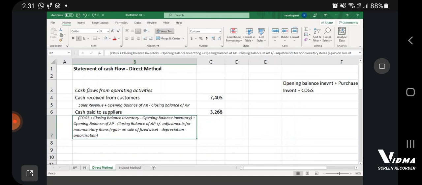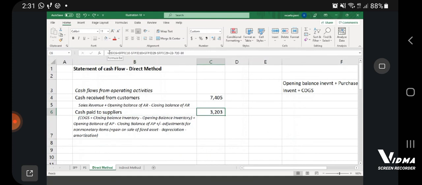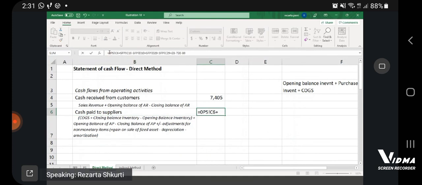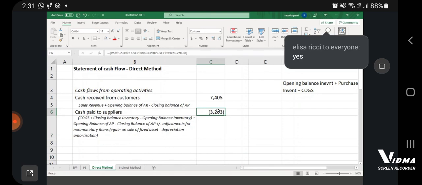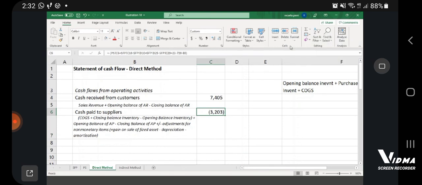Please let me know. Did you get what we are trying to say over here, or is it necessary for me to explain again? Should I explain again how we calculated the amount of cash paid to suppliers, or is that clear? Elisa, do I need to go again, or was it clear for you? I'm not getting it very well. Do I need to go over it again to explain again?